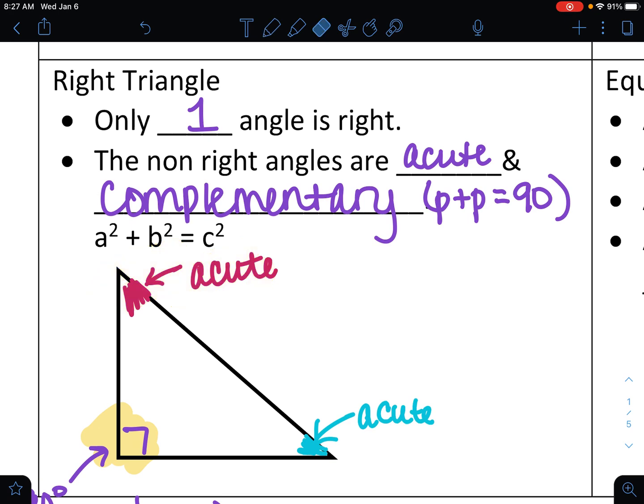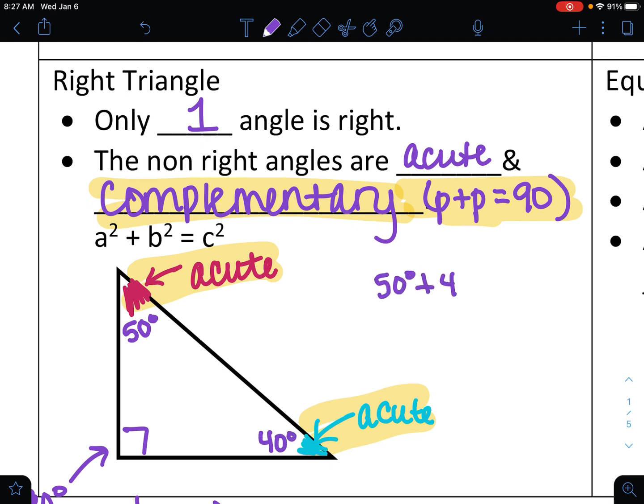Also, the acute angles are complementary. So these two are going to add up to 90 degrees because they are complementary. If this is 90 degrees in the corner over here, and this is 50 degrees, just making this up, this one has to be 40 degrees because they have to add up to 90 degrees. And this is only true for right triangles.